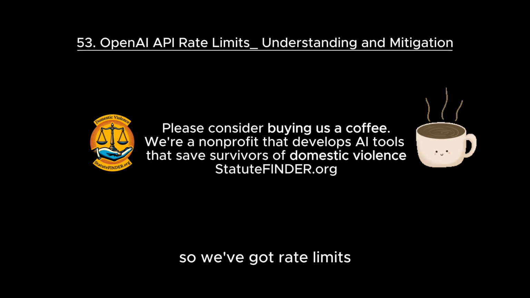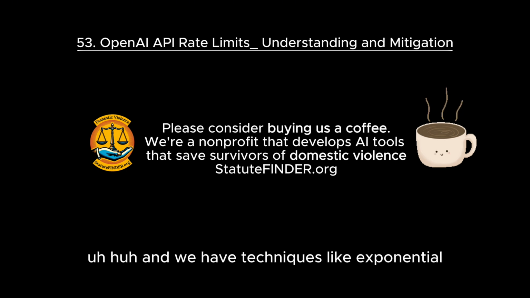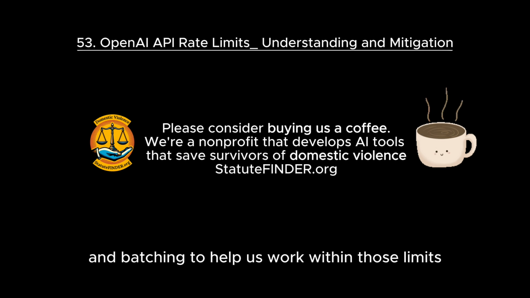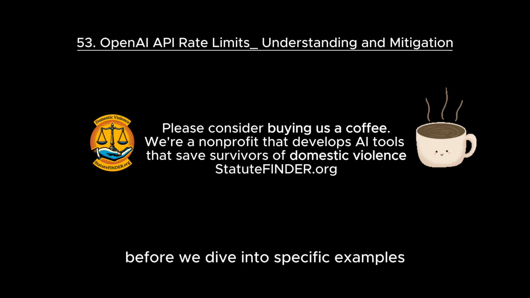So we've got rate limits to keep things fair and efficient. We can track them in the dashboard, and we have techniques like exponential backoff and batching to help us work within those limits. Exactly. Is there anything else we should keep in mind before we dive into specific examples?